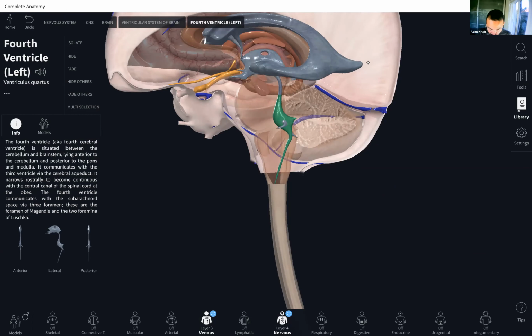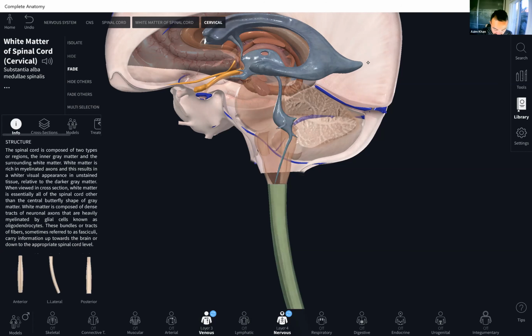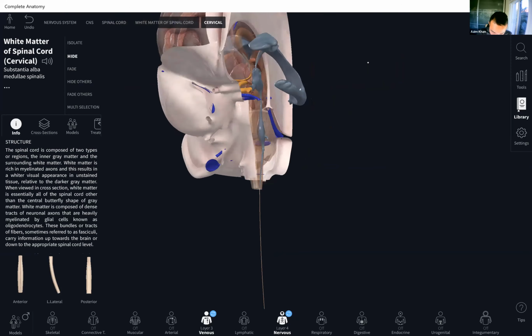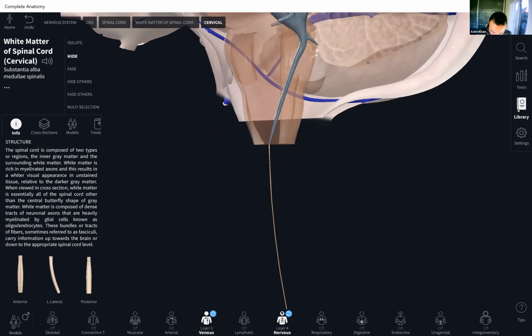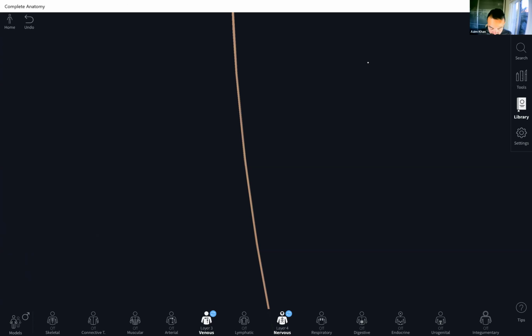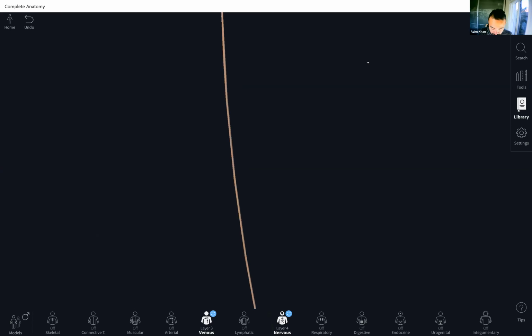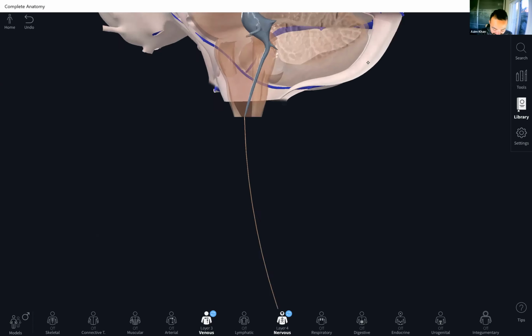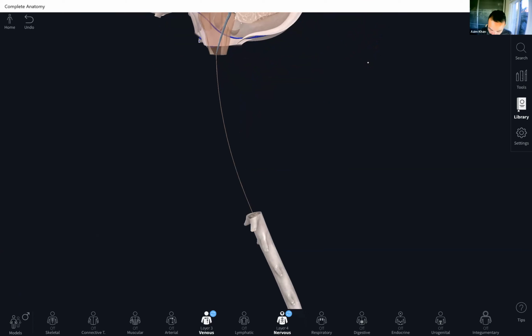I need to hide part of the spinal cord so that you can see it. Let's hide this. And through the spinal cord, you can see this really long tube. I'm trying to select. I'll just point it out. But you can see this really long tube. That's the central canal. And the central canal runs all the way up and down the spinal cord.